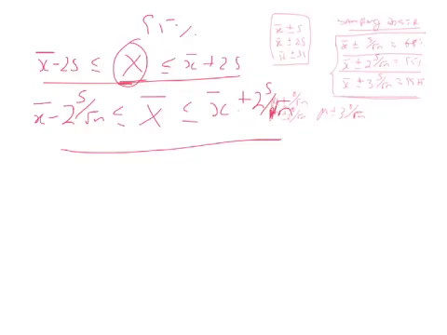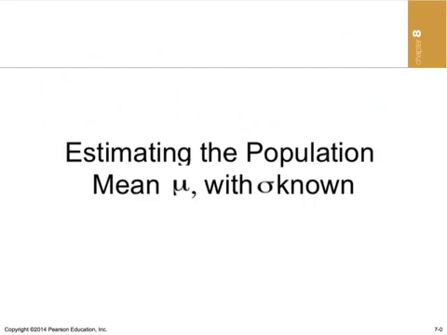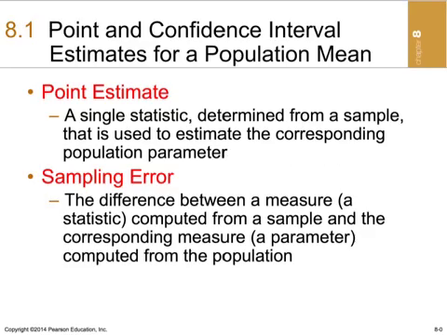Okay? So now let us take this concept of the empirical rule, and we'll see how we will build from it and develop confidence intervals for the true population parameter. So we're going to start off by looking at what we call estimating the population mean. Okay. So let us reflect on some terms.